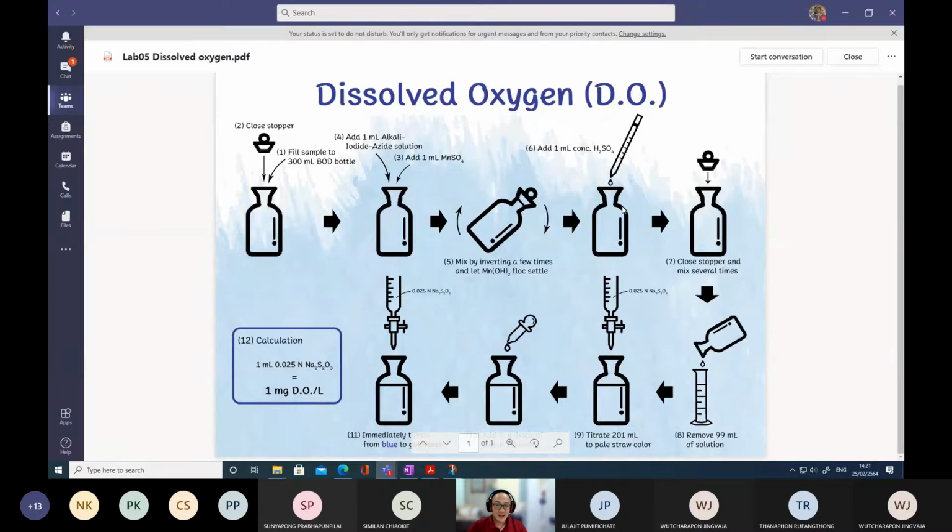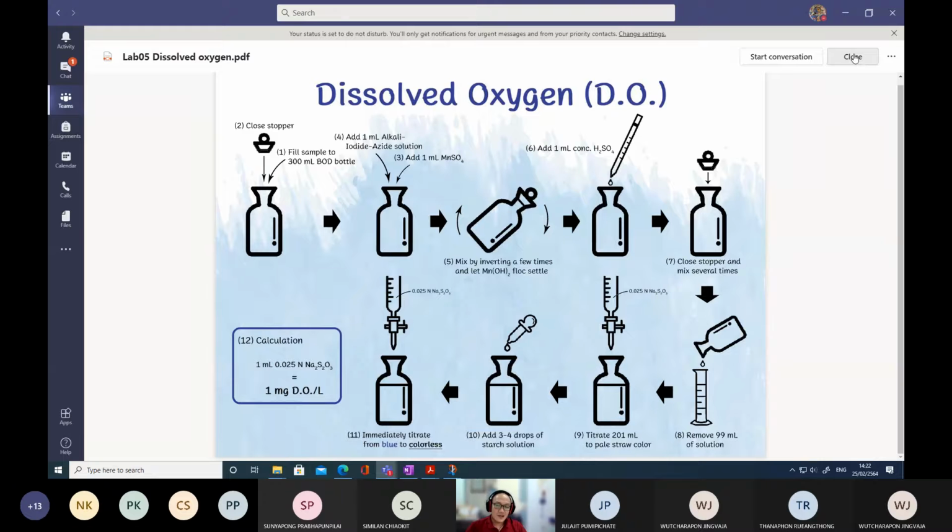After the addition of the sulfuric acid, the precipitated manganese oxide will redissolve. Once it redissolves, the reaction with the iodide will occur. Then the iodine will form. Once the iodine forms, we measure by titrating against the 0.025 normal sodium thiosulfate. So we add the starch solution as the indicator, and after that we remove 99 ml of the solution and record the volume of the thiosulfate used. So 1 ml of the sodium thiosulfate is equivalent to 1 milligram per liter of dissolved oxygen. So it's something like this.